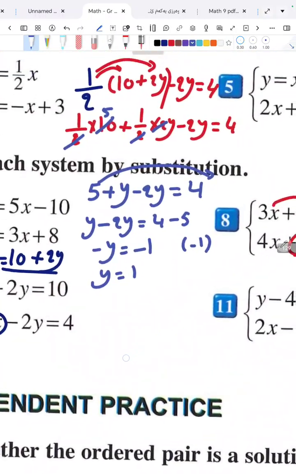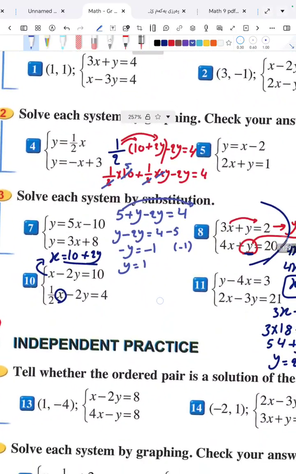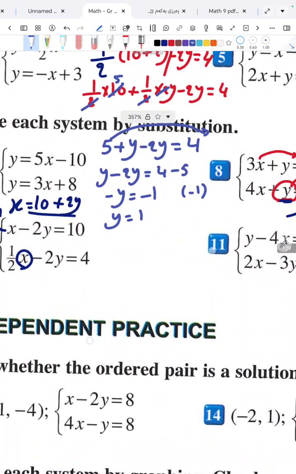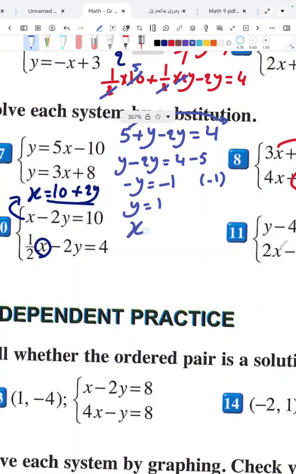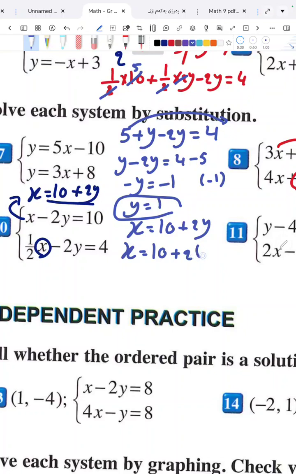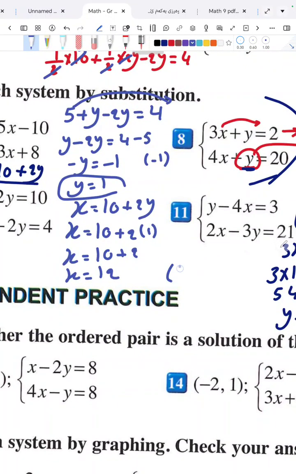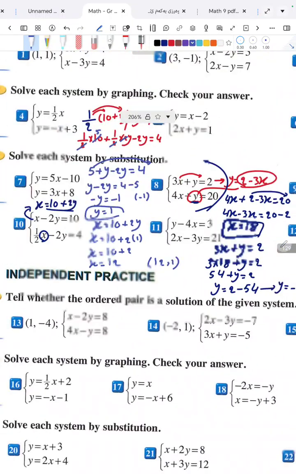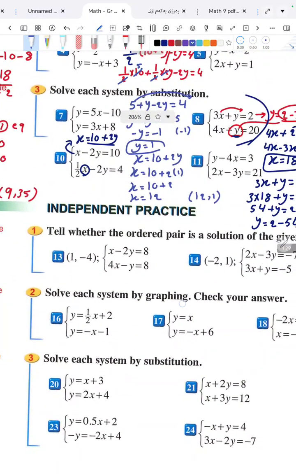Now you have y equals 1. Substitute in one of them, you're going to find x. You can say x equals 10 plus 2y. x equals 10 plus 2 times y. x equals 10 plus 2. x equals 12. So our ordered pair is 12 and 1.